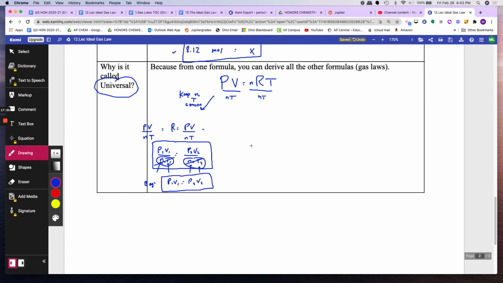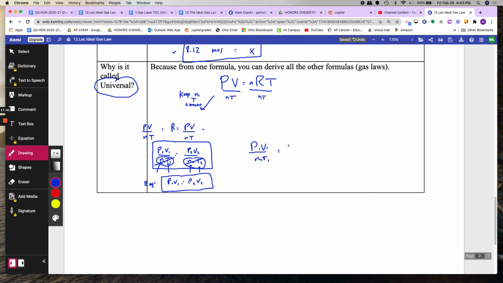Okay, let's do it again. So doing the same thing, P1V1 over n1T1 is equal to P2V2 over n2T2. Why don't we hold something else constant? Why don't we hold pressure and moles constant? If you hold those constant, they disappear, right? Because they cancel each other out. So what we have is V1 over T1 is equal to V2 over T2. You just derived Charles's law using the universal gas law. Okay, and you can keep doing the same thing to get the other laws.